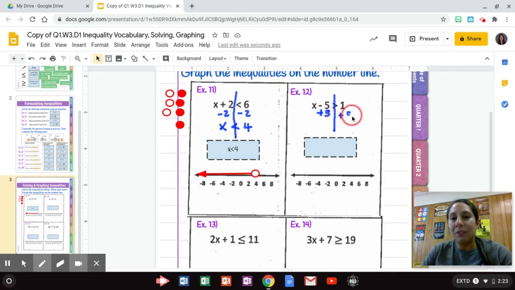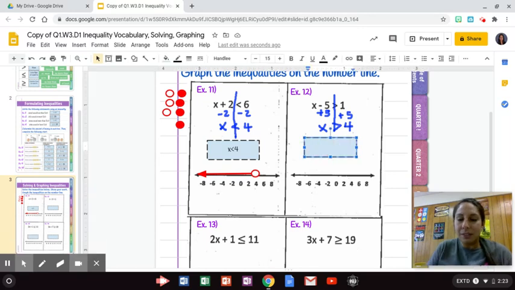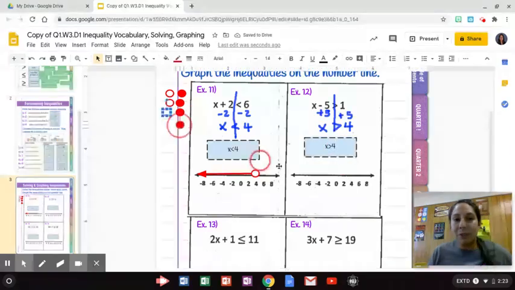So I'm going to add 5 over here. So my x has to be greater than 4. So for this example, if x is greater than 4, we're going to go ahead and type that into our box for the solution. So x is greater than 4. And then because it's greater than 4, it can't be equal to 4. It's going to also be an open circle on 4.